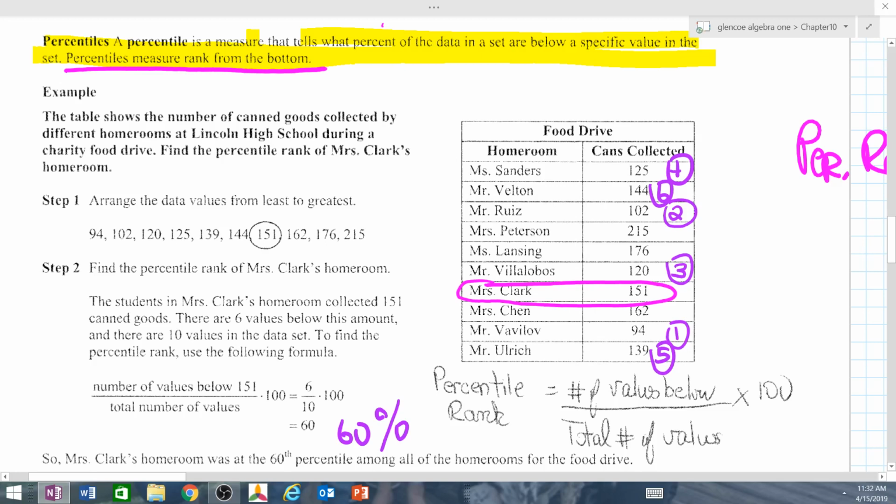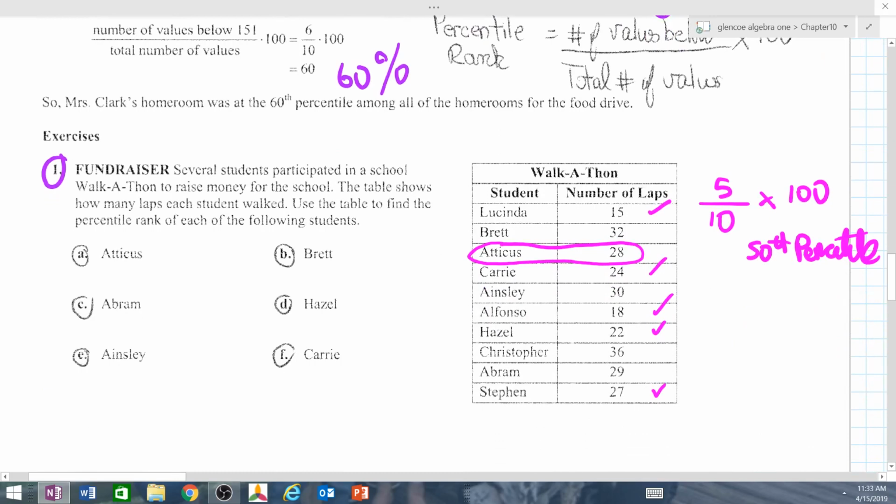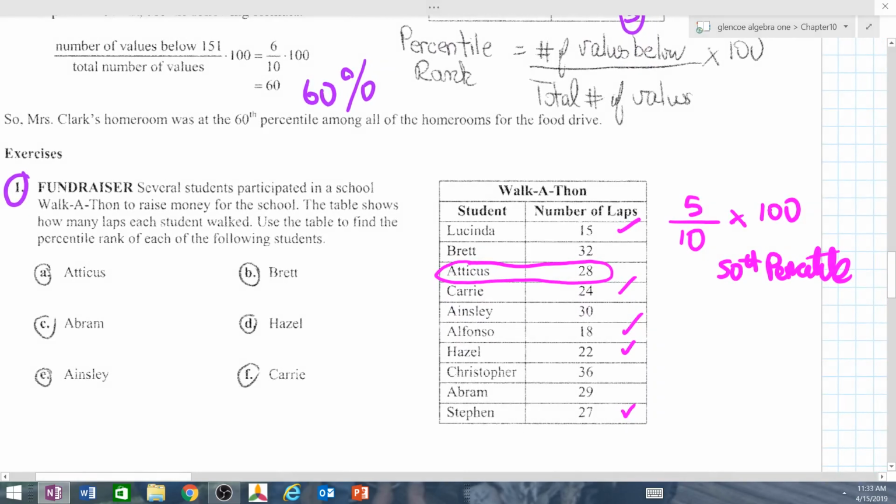So you find out how many cans Mrs. Clark brought in, which was 151. Now you want to find out everybody that brought in fewer cans than her. And how many people brought in fewer cans? There were 6. To find the percentile ranking, it's the number of values below, in this case 151, divided by the total number, which in this case was 10, times 100.